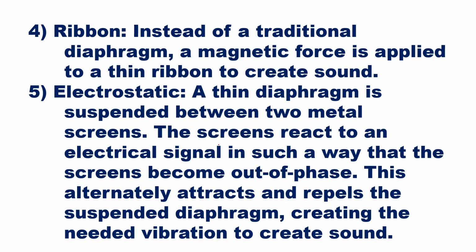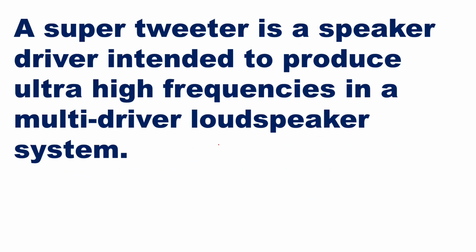Then you can have an electrostatic type of tweeter in which a thin diaphragm is suspended between two metal screens. The screens react to an electrical signal in such a way that the screens become out of phase. This alternately attracts and repels the suspended diaphragm, creating the needed vibration to create sound. So these are the types of tweeters based on their constructions and diaphragms.